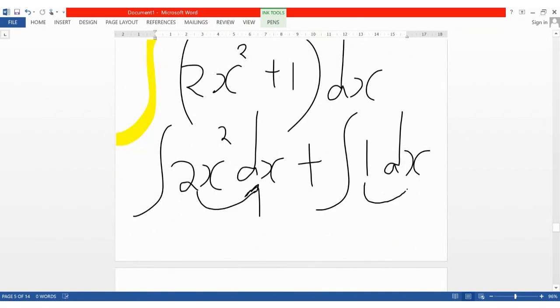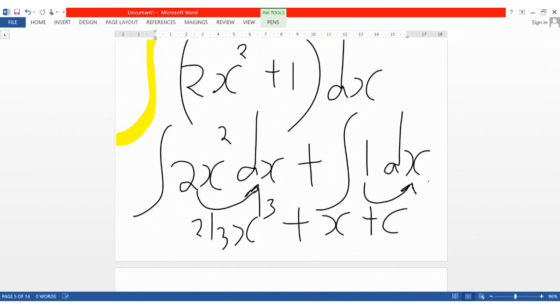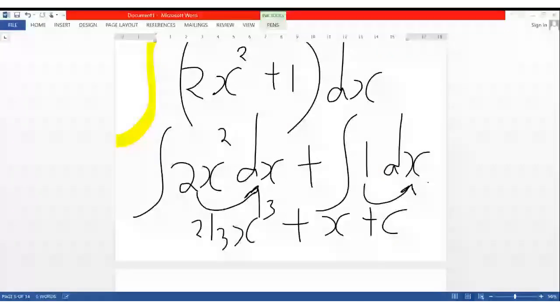The dx signifies this. This one you'll get 2 over 3, x to power 3. When you integrate one, you'll get x plus c. So when you open up the brackets, this is what we should be able to get, and you distribute the integration. We are integrating each term. The dx signifies you're integrating in terms of what? Yes. Okay.